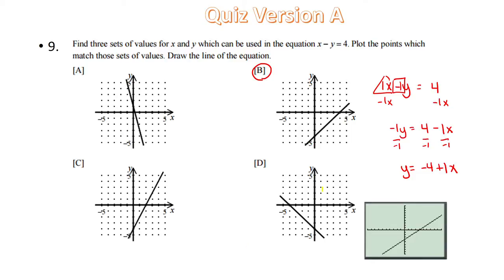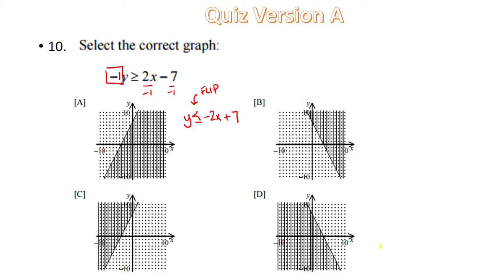Number 9, if I solve for y, I'm going to subtract 1x on both sides. Subtracting 1x from both sides and then divide by negative 1 is going to give me negative 4 plus 1x. If you put this into your y equals key, then you can match up your equation. Number 10, the only thing you need to do is divide by negative 1, but dividing by negative 1 will flip your sign and change your signs for each one of these terms. So now it's 2x plus 7.